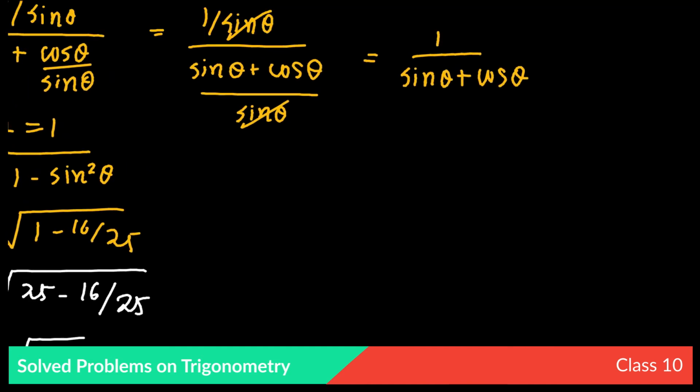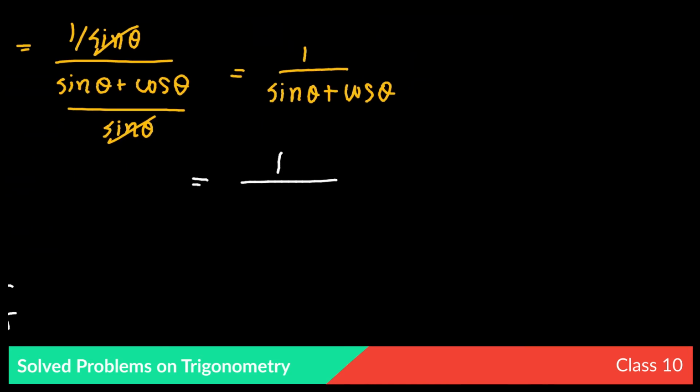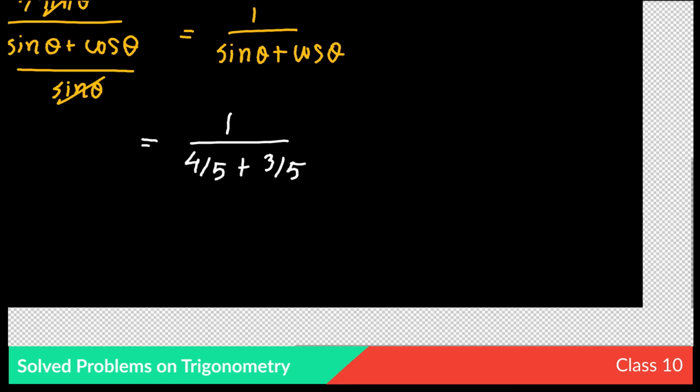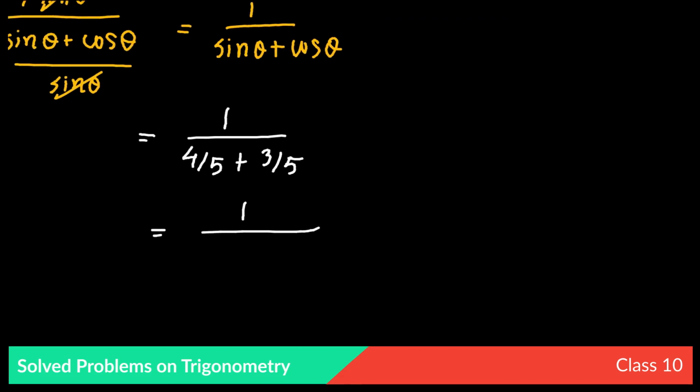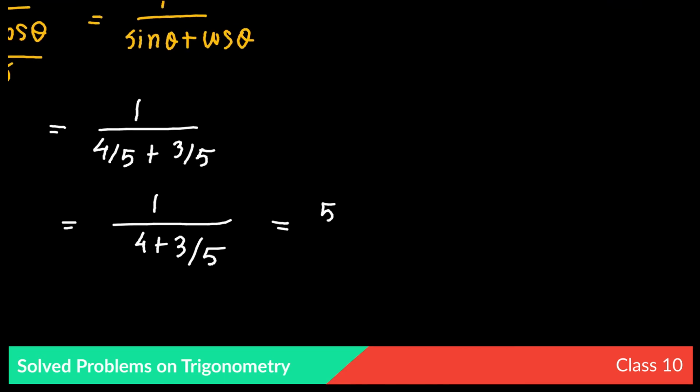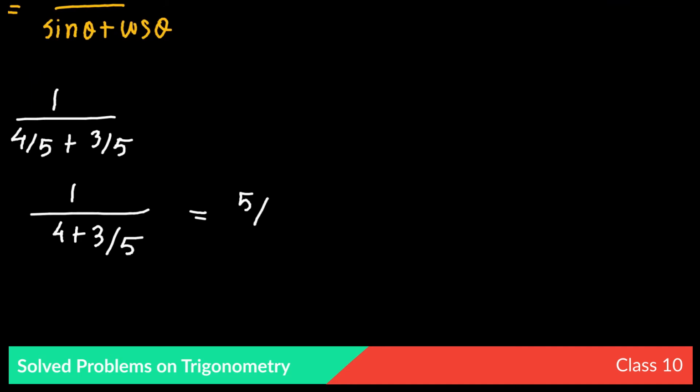So it is very simple. Now we put the value. It is 1 by sine theta plus cos theta, sine theta is 4 by 5 plus cos theta we have got 3 by 5. If we take the LCM 5, so it is 4 plus 3 by 5. So 5 is in the numerator and 4 plus 3 means 7. So my final answer is 5 by 7. So the required answer for this question, that means the value of cosec theta by 1 plus cot theta, is 5 by 7.